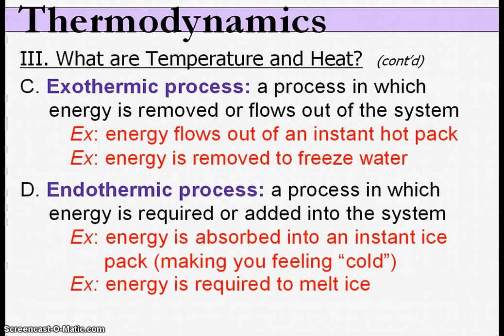When energy is coming from the surroundings into the system, that is what we call an endothermic process. Endo means entering or from within. So when energy is being added from the surroundings into the system, we call it an endothermic process. When the energy is leaving the system, that is referred to as an exothermic process. Energy is exiting the system.